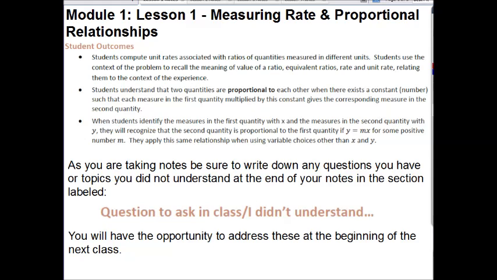Students understand that two quantities are proportional to each other when there exists a constant number such that each measure in the first quantity multiplied by this constant gives the corresponding measure in the second quantity. And finally, when students identify the measures in the first quantity with an x and the measures in the second quantity with y, then they will recognize that the second quantity is proportional to the first quantity if y equals m times x for some positive number m. And they apply this relationship when using variable choices other than x and y.